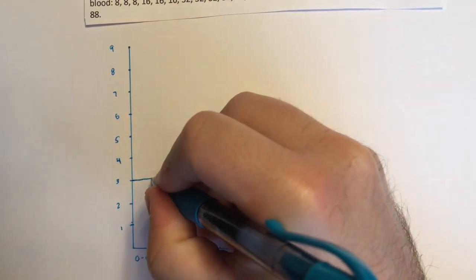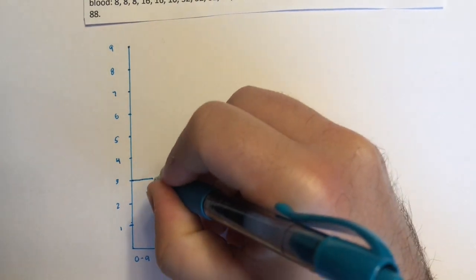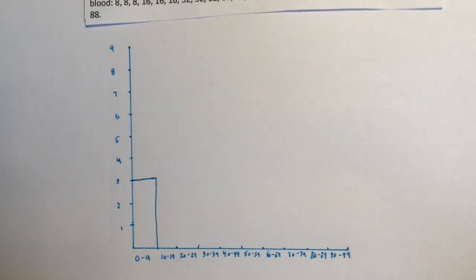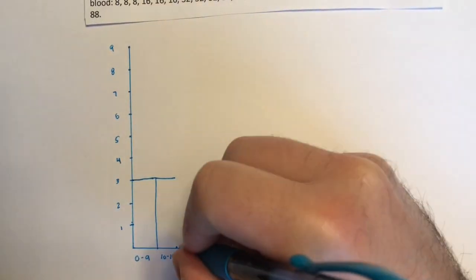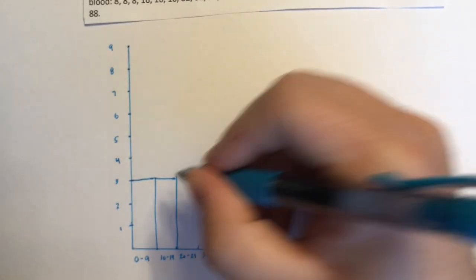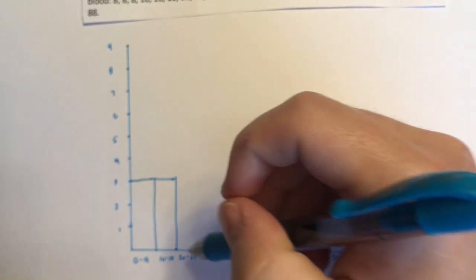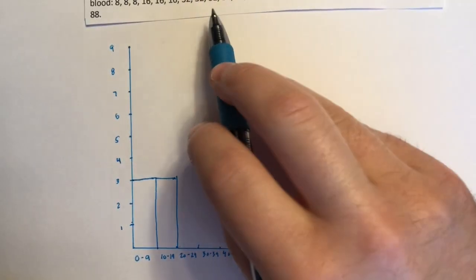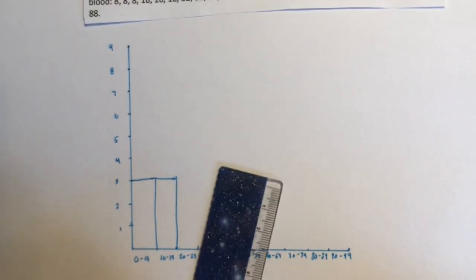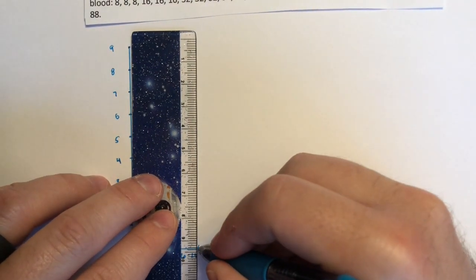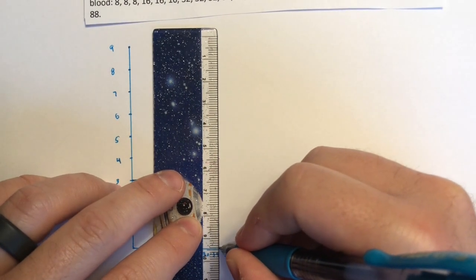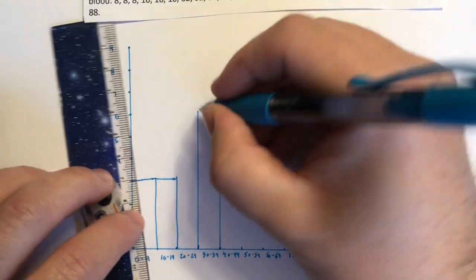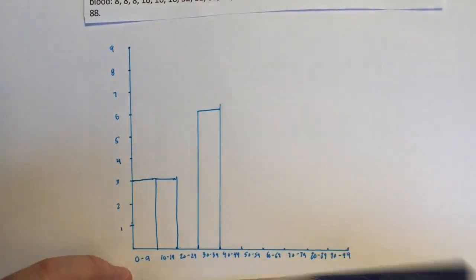So I'm going to draw up to 3. Between 10 and 19, there are also 3. So I'm going to extend that, separate bar, just extending it. There are no numbers between 20 and 29, so we leave that completely blank. Between 30 and 39, there are 6. So we go all the way up to 6. Went a little bit too high. That is unfortunate.